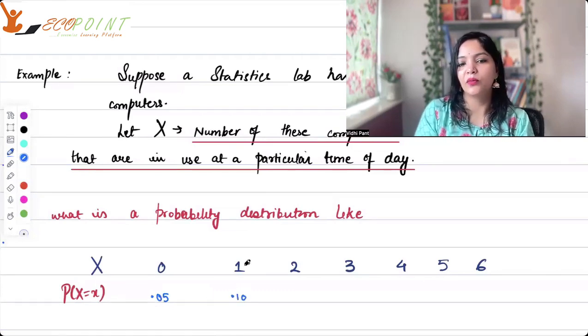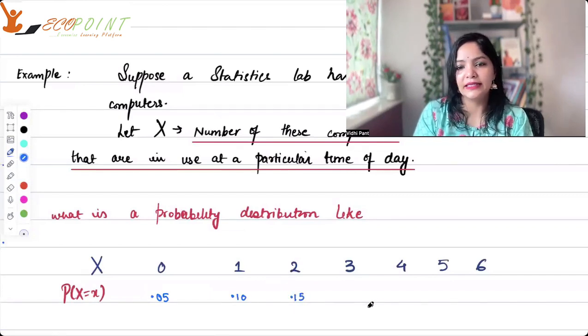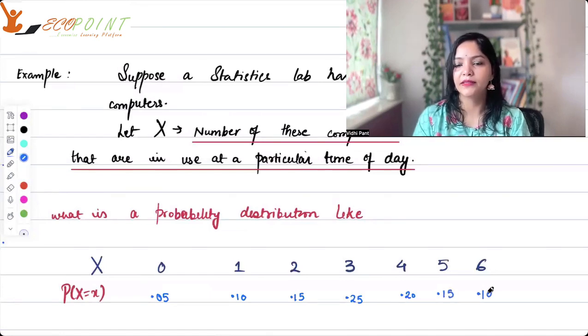10% for 1, probability that x is taking value 2 is 0.15. Let's take 0.25 for 3. Let's take 0.2 for 4. Let's take 0.15 for 5. And let's take 0.1 for 6.